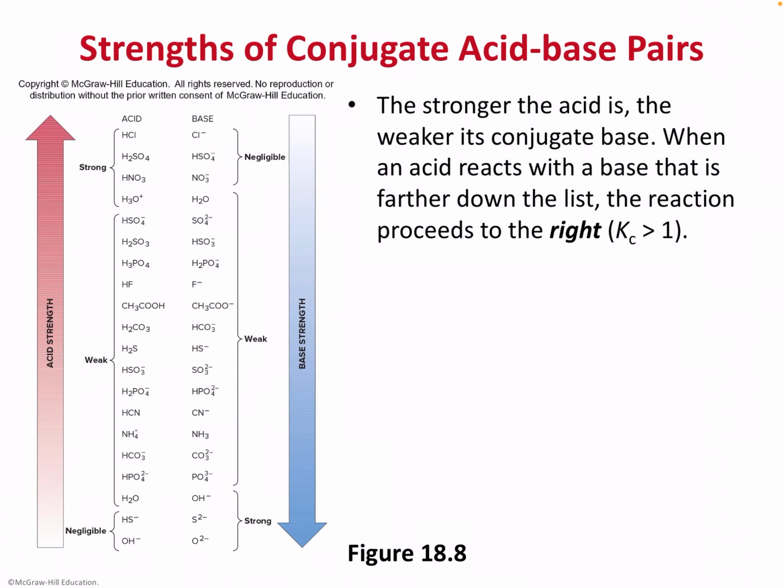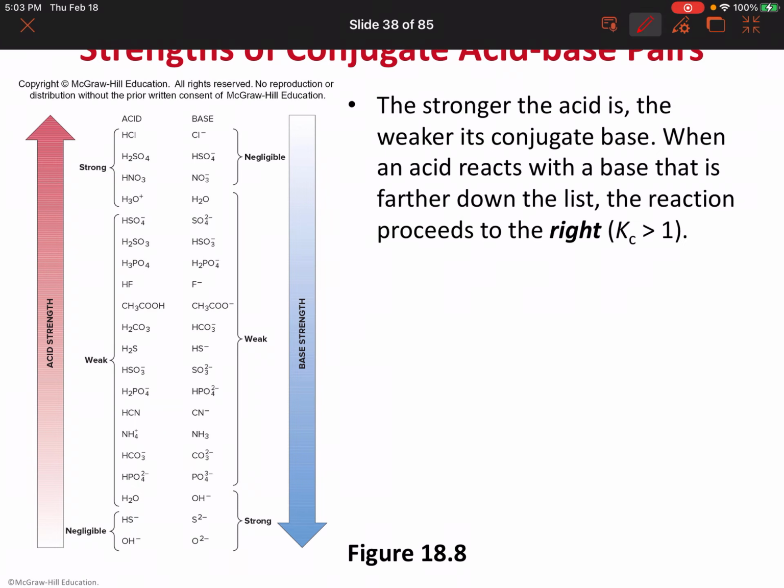Okay, now we have to locate H2PO4 minus. Where is it? And then where is the other acid, ammonium ion, NH4 plus? Do you see here? These are the two acids. H2PO4 minus and NH4 plus. So those are the two acids that we have identified in our reaction.